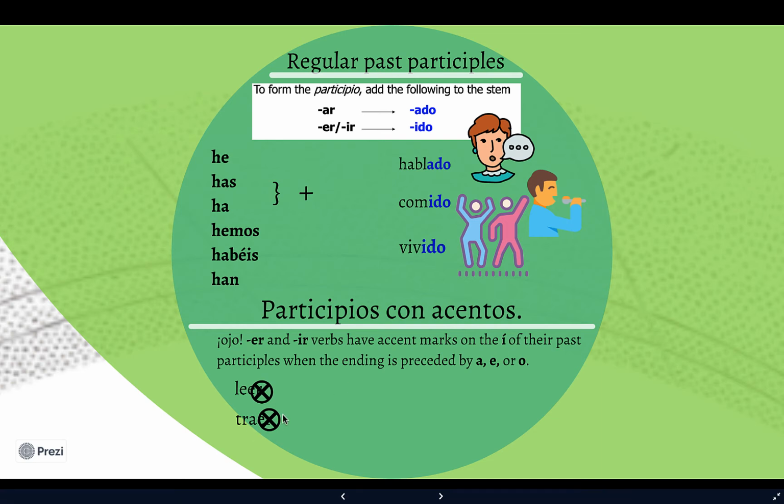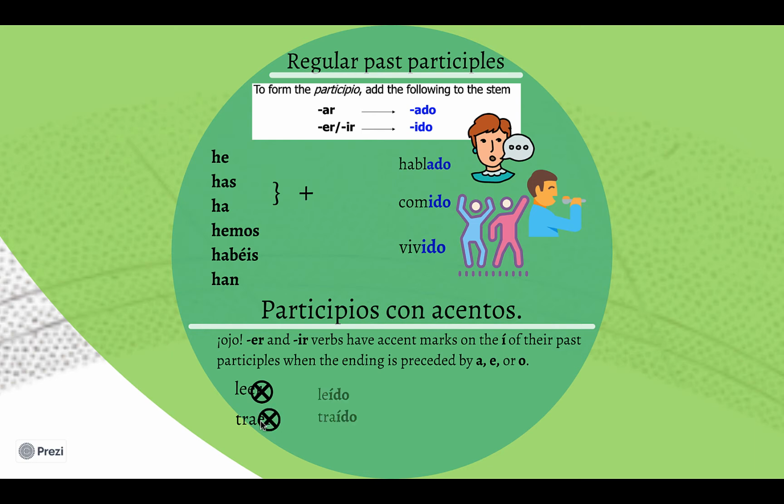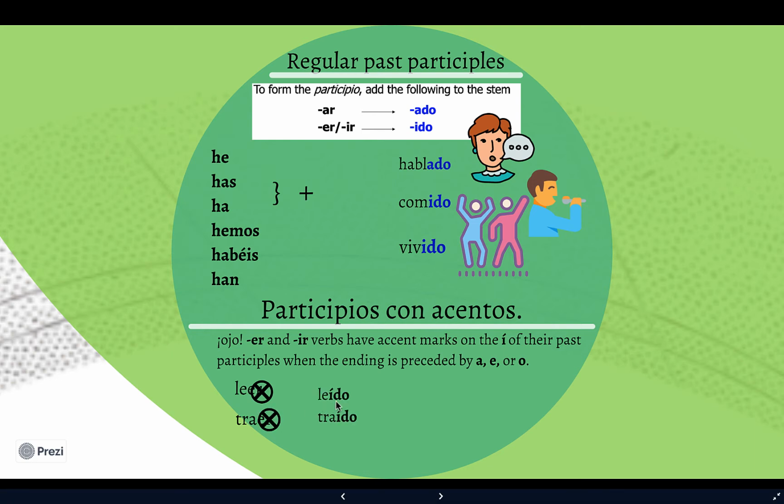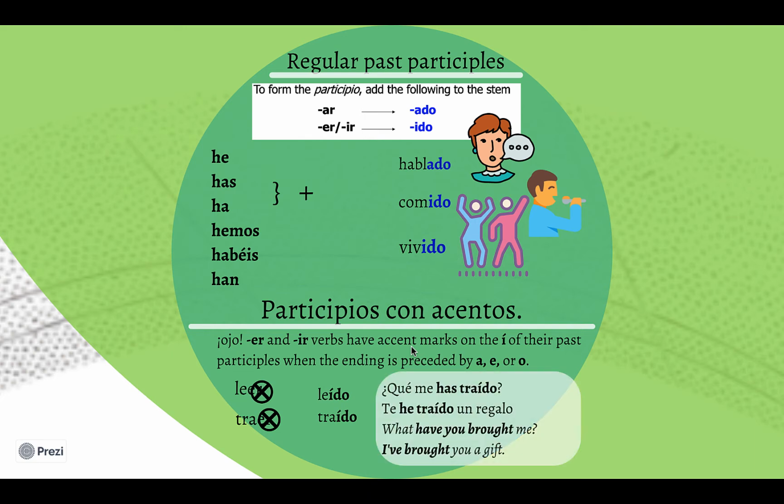And the same with traer. You knock down the stem, and then you have an A, right? So that is preceded by an A, E, or O. Leer has E and traer has A. So what would they be? Leído, traído. So in these cases, we have the accent mark. Some examples. ¿Qué me has traído? Te he traído un regalo.